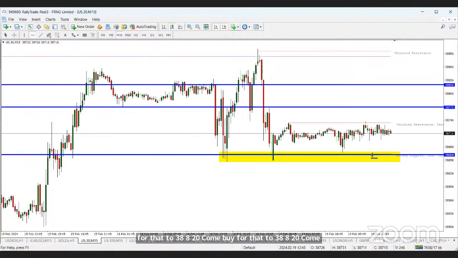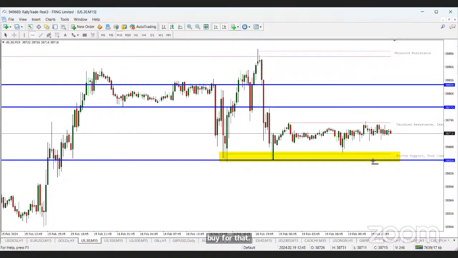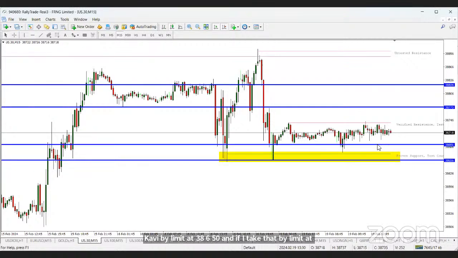But I can have a buy limit at 38,650. And if I take that buy limit at 38,650, I should be looking out to come out at 38,690.